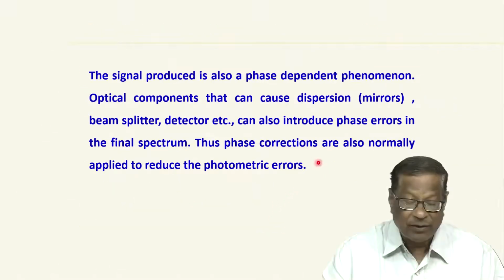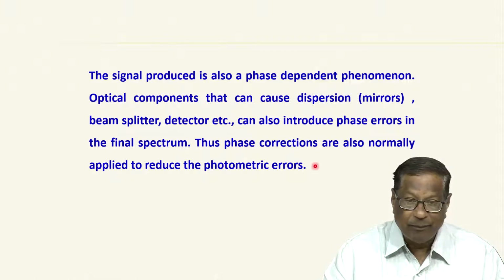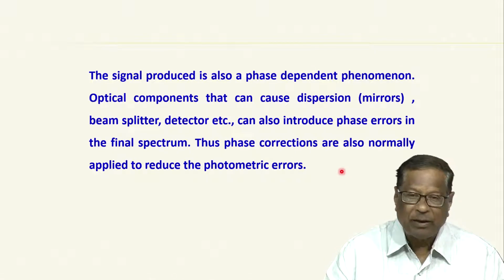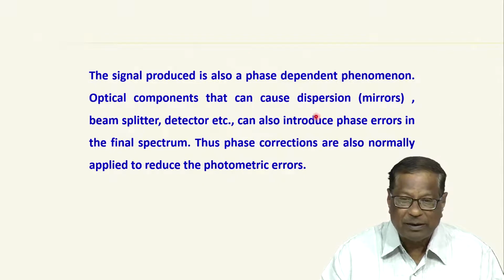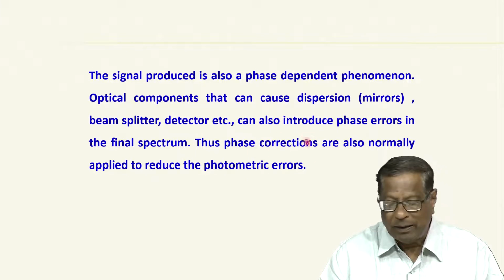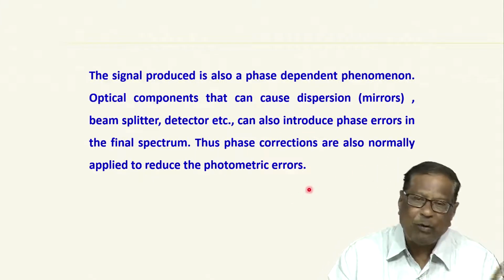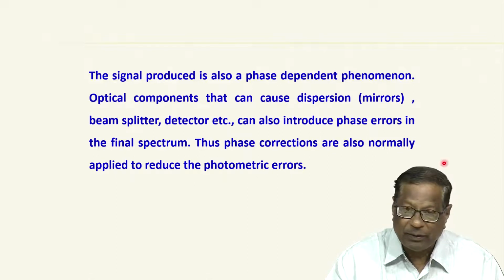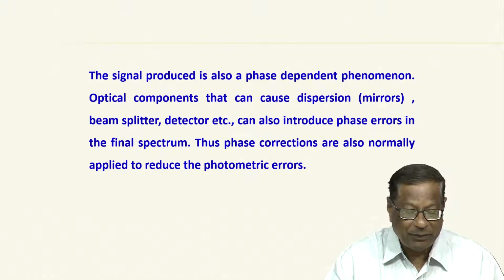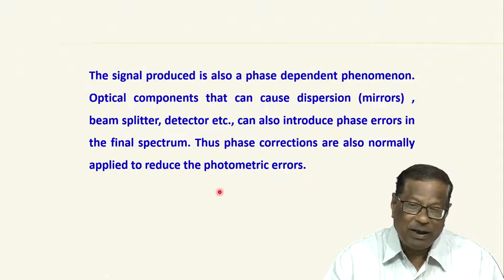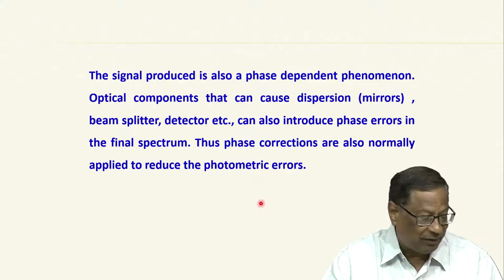So the signal produced is also a phase dependent phenomenon. Optical components can still cause a little bit of dispersion, the beam splitter also can cause it, and the detector also can cause a little bit of disruption etc. A certain amount of optical aberration is always expected in all optical instruments. So you cannot have error free reflection and refraction. So the phase corrections are normally applied to reduce the photometric errors basically.